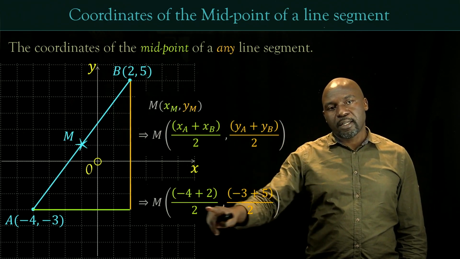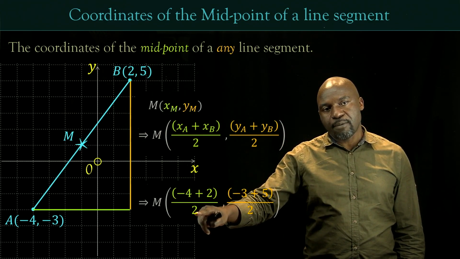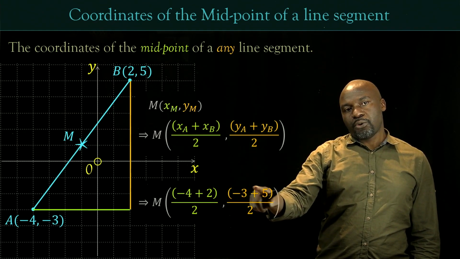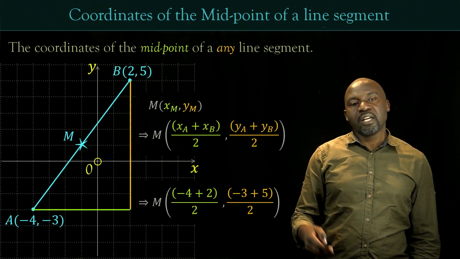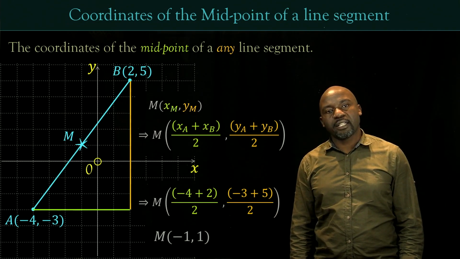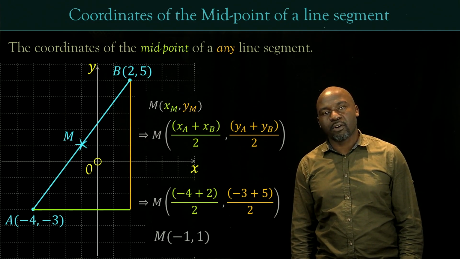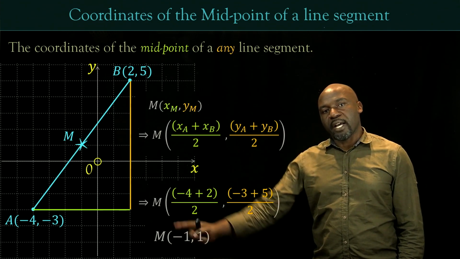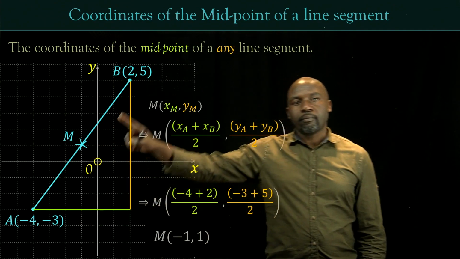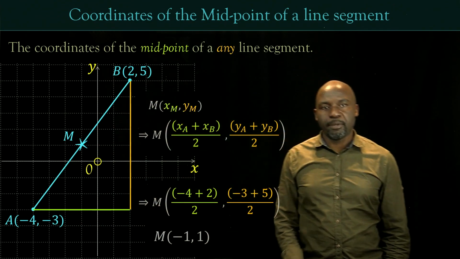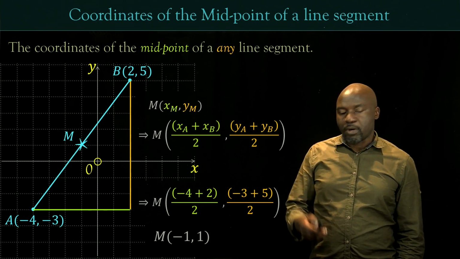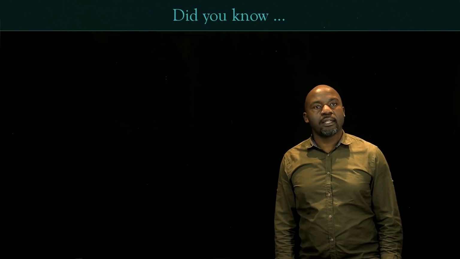And if we do that, this is negative 2 divided by 2, which is negative 1. And this is 2 divided by 2, which is 1. So I expect the coordinates to be negative 1, 1. Okay, so the coordinates of the midpoint of line AB, where A is (-4, -3) and B is (2, 5), are negative 1 and 1. All right, I'm hoping you are understanding this.